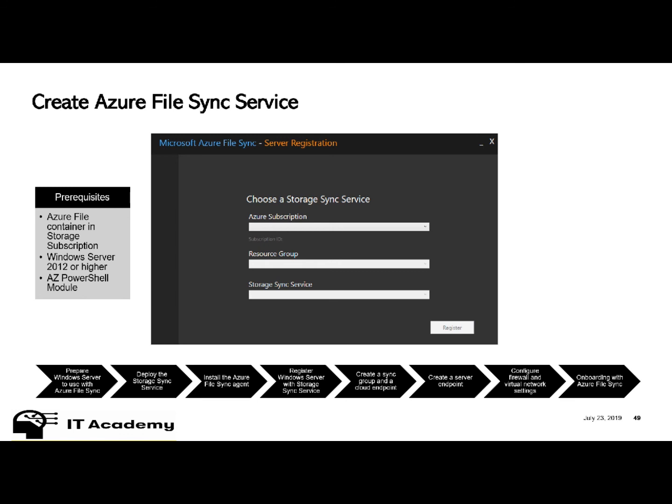We need to register the server with the storage sync service using the dialog box that we can see here. Then we create a synchronization group and a cloud endpoint that will allow us to replicate the data and confirm which servers certain bits of data get replicated to. Then we create a server endpoint. And then finally we configure network and firewall settings on our virtual networks and potentially our on-premises environment to allow port 445 to flow between servers and the cloud and clients and the on-prem services.